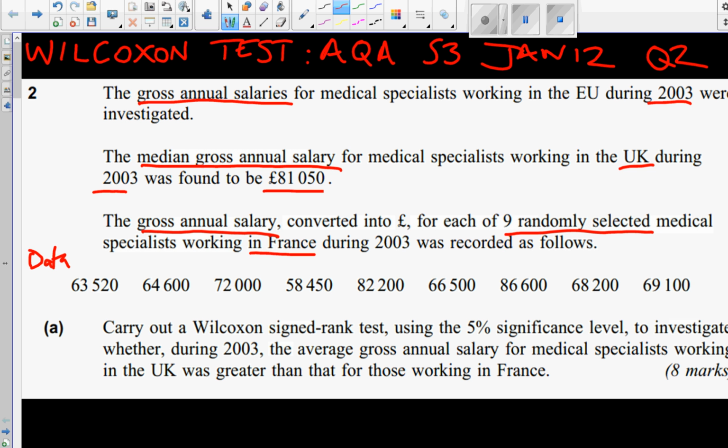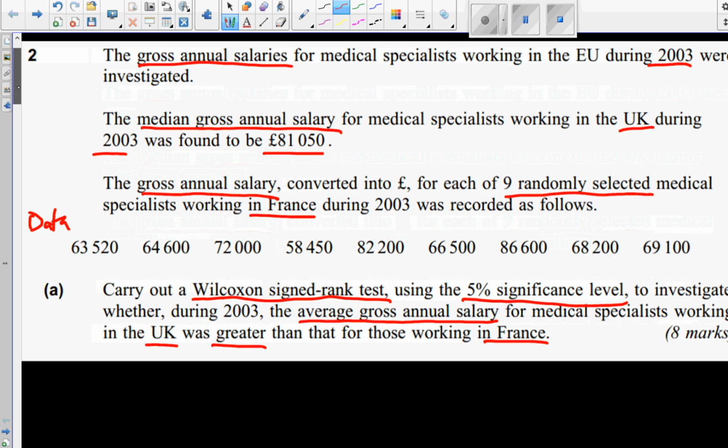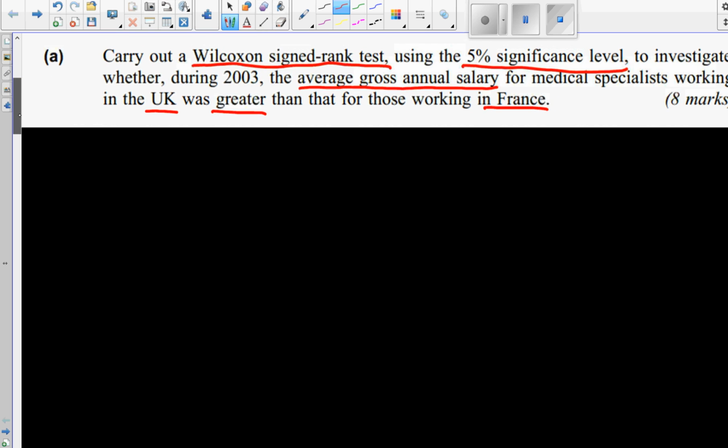Now let's look at the test, and that's the final part here, and it's very specific. Carry out a Wilcoxon signed rank test using the 5% significance level to investigate whether during 2003 the average gross annual salary for medical specialists working in the UK was greater than that for those working in France. So that's pretty straightforward, isn't it? That's as clear as you can get.